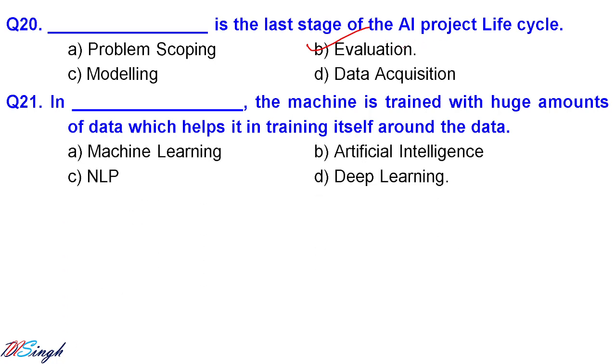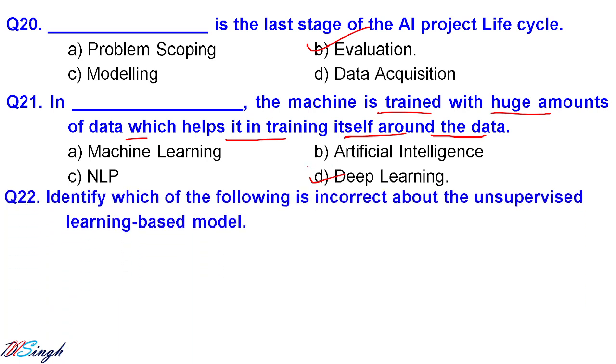Question number 21 says, in fill in the blank, the machine is trained with a huge amount of data, which helps it in training itself around the data. So the correct answer is what? Deep learning. Okay, the correct answer is deep learning. Let us go for the 22.